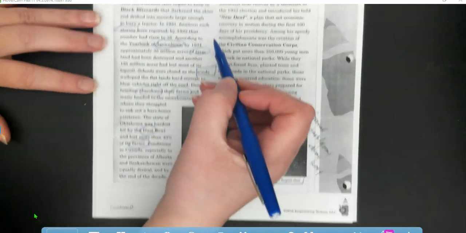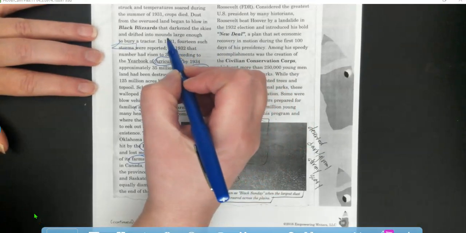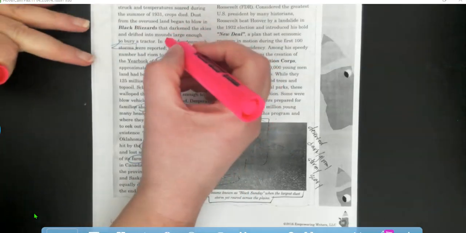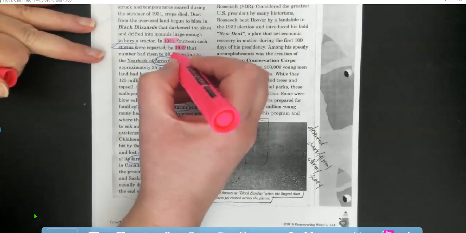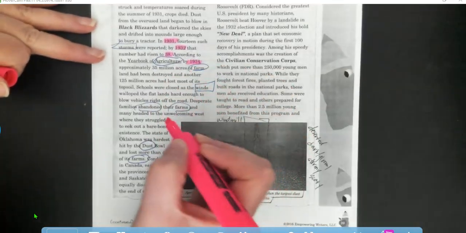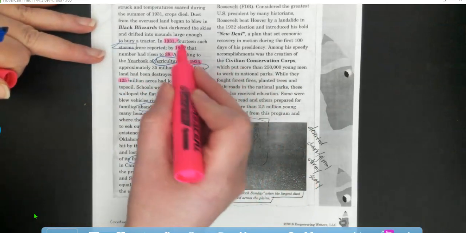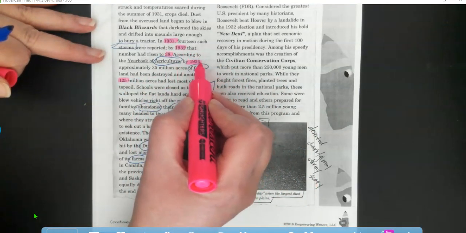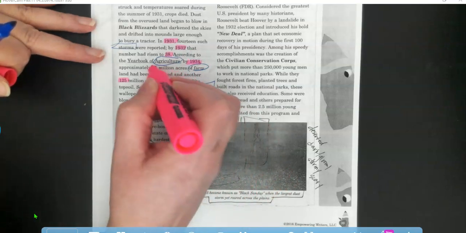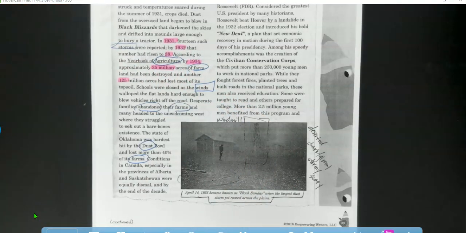That you pointed out were dates and numbers. So I'm going to highlight those just so that they stand out a little bit. So, eyes please. There were lots of numbers. Some of them were years like 1931, 1932, 1934. But then there were also numbers like 35 million and 125 million. Why do you think that the author would include those numbers?